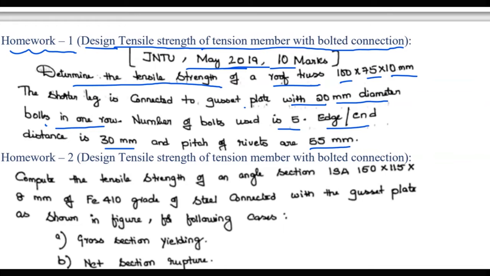So find out the strength of this angle section or the tension member in rupture, in yielding, and in block shear failure. And the least of those three values is going to be the design tensile strength of that tension member.